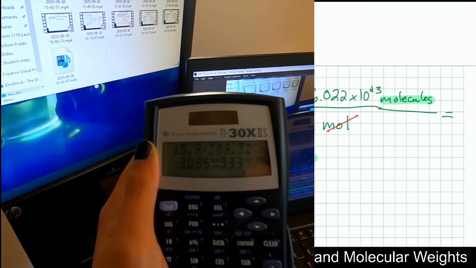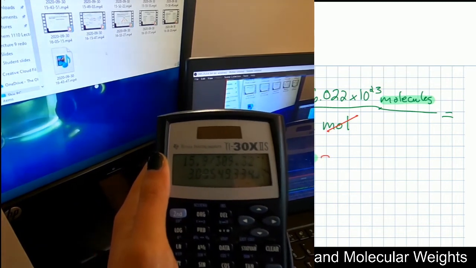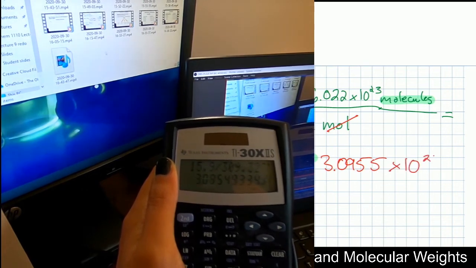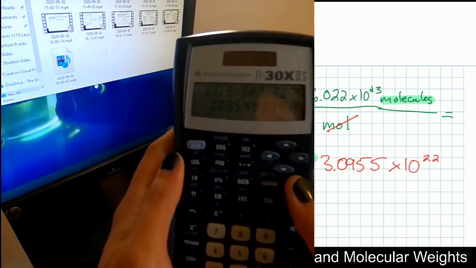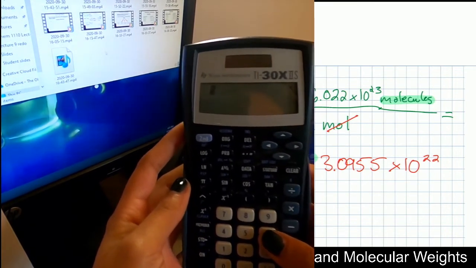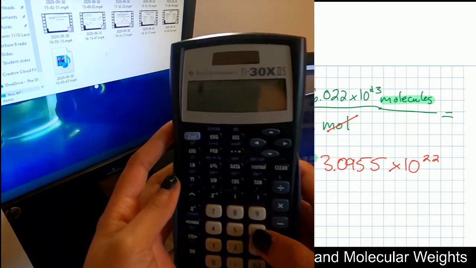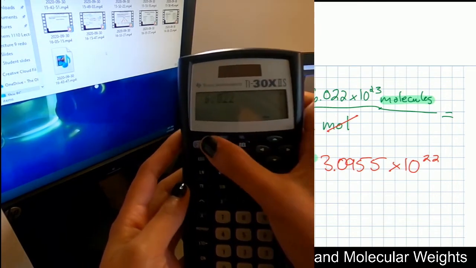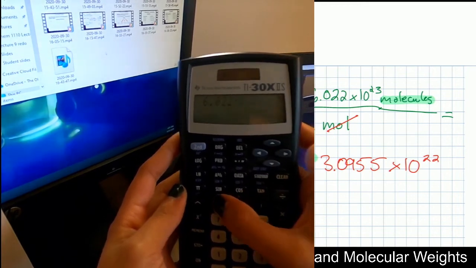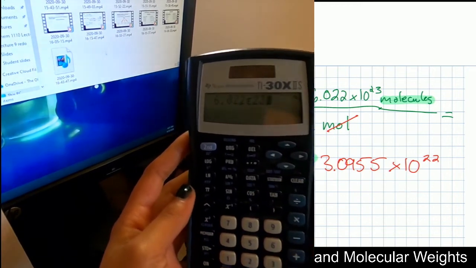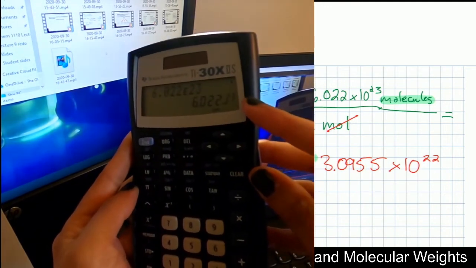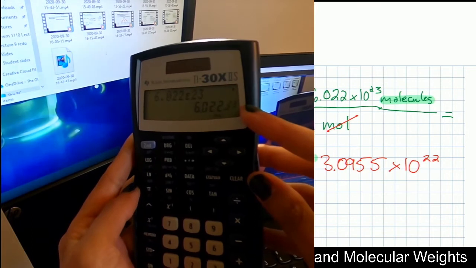So our answer is 3.0955 times 10 to the 22. I'll just show how to do that exponent stuff again. If I wanted to put Avogadro's number into the calculator, I would write 6.022, second, EE, which is right here, above the 7. So there's an E, 23. If I press equals, you see here that the calculator spits out Avogadro's number in the window below.